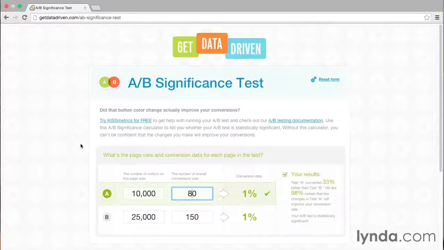Now take a look at this same set of data, but this time we'll assume test A had 80 conversions and test B still had 150. It's hard to tell at a glance. Test A has a higher conversion rate, but test B has more conversions. When we plug the data into that calculator, we find that test A converted 33% better than test B, and our results have a 98% confidence rating. Therefore, we would call test A the winner.